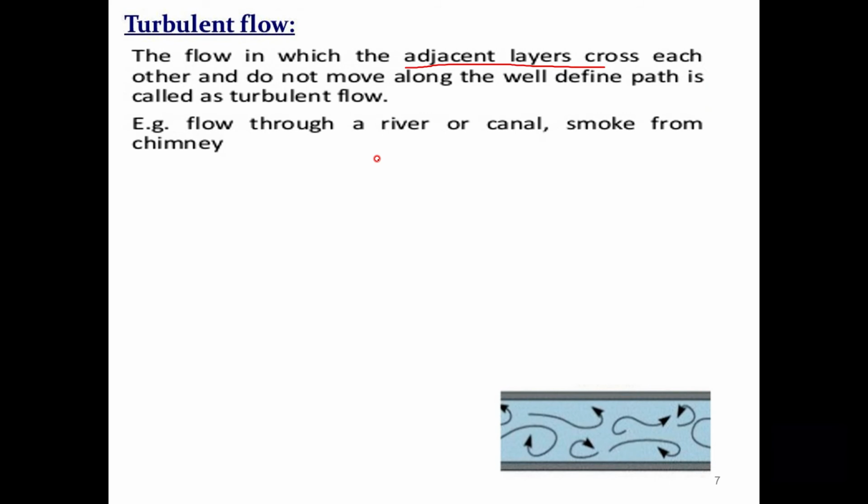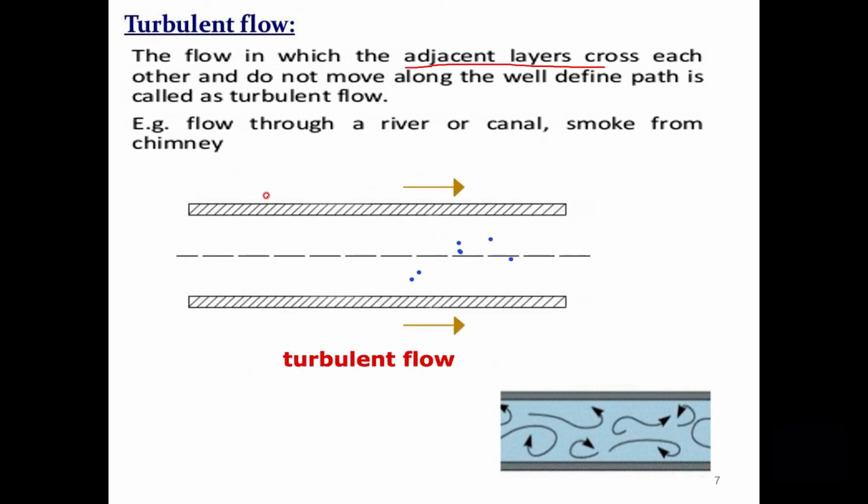If you take smoke, all the particles of the smoke will get mixed up and they will not be moving in a well defined path. So look at this picture here. See, these are the fluid particles, all get mixed here. So this is what we call a turbulent flow. Means all the fluid particles get mixed up. So suppose if it is moving in this direction, all will get mixed up like this.